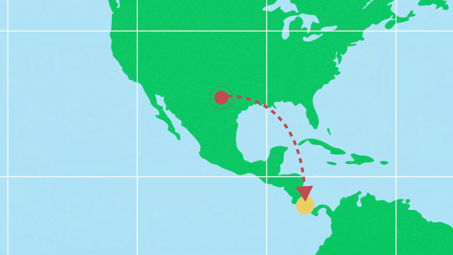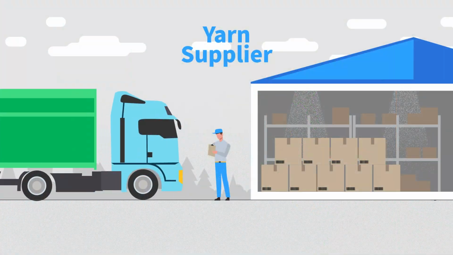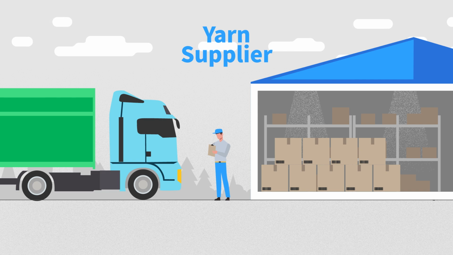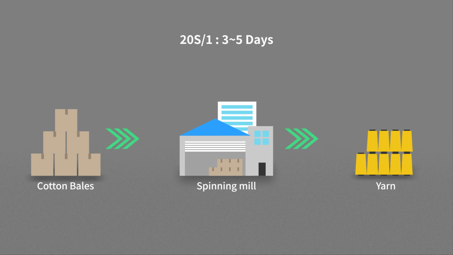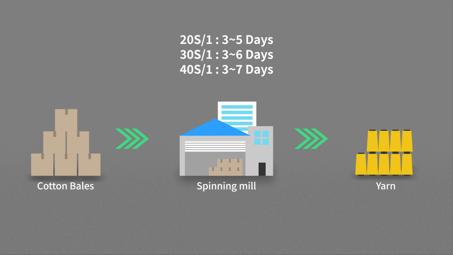Let's see what happens in our spinning mill. Once raw cotton bales arrive at the spinning mill, we input all arriving raw cotton bale data into our system, and after a certain period, they are formed into yarn shapes. Here, depending on yarn size type, different lead times apply. For example, once raw cotton is fed into the machine, it takes 3 to 5 days to produce 20 single, 3 to 6 days for 30 single, and 3 to 7 days for 40 single yarn.